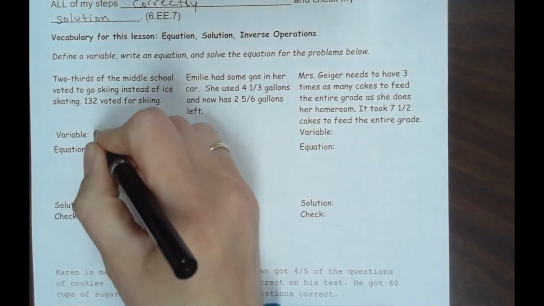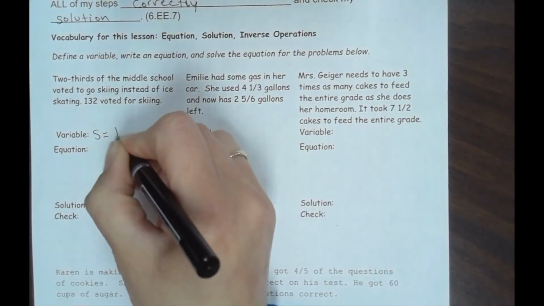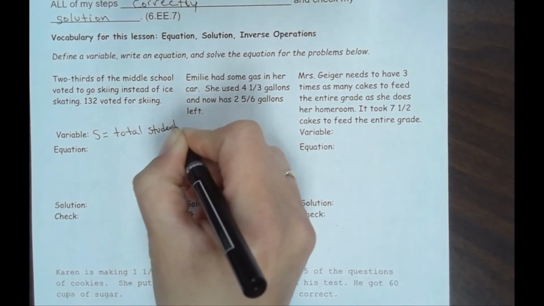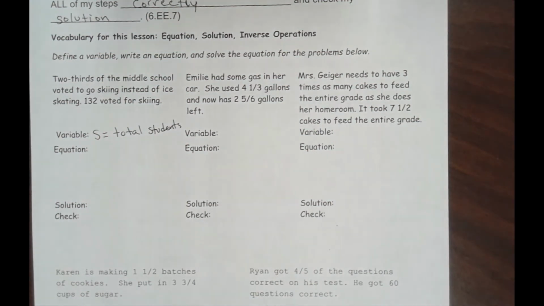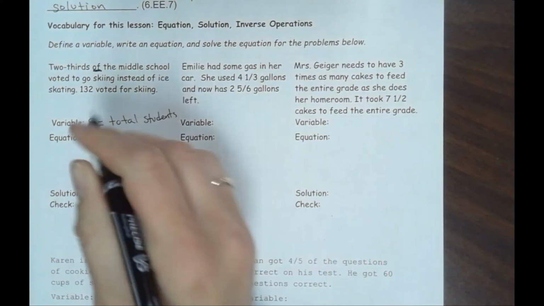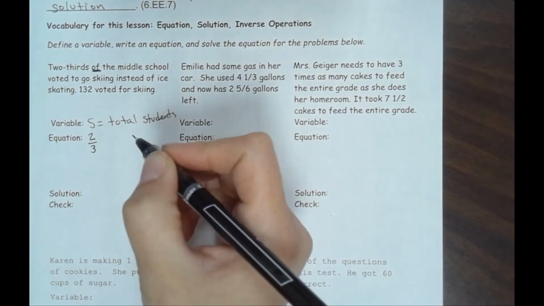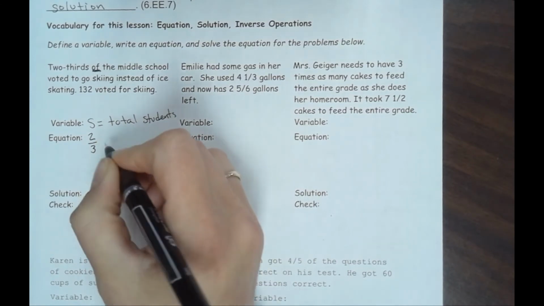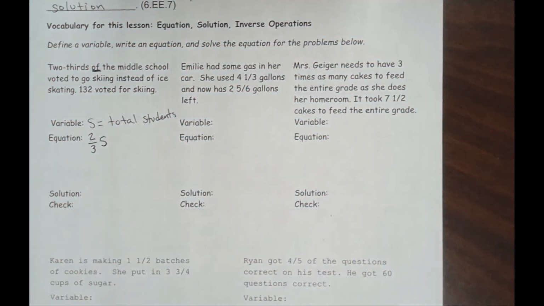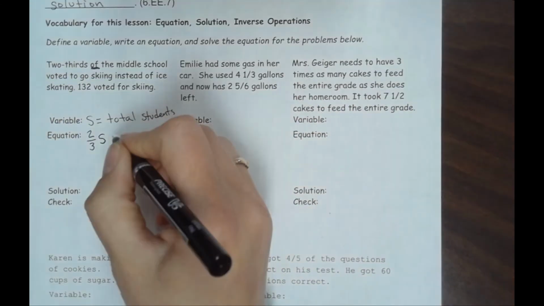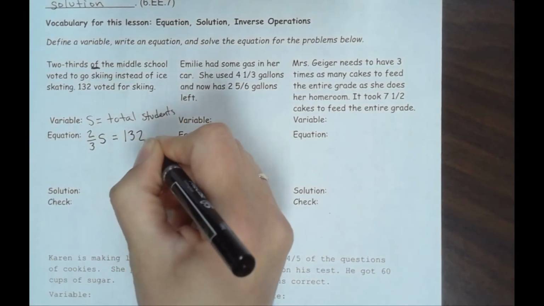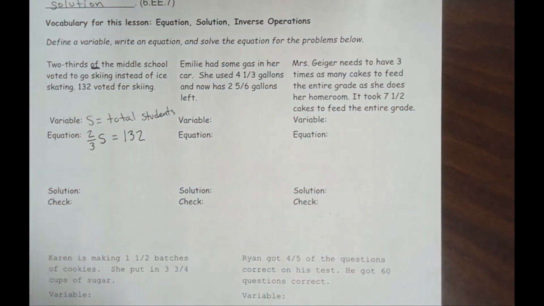So, variable, I'm going to put S for total students. Doesn't matter what letter we pick, as long as I know what I'm talking about. So 2/3 of, that's a clue word right there, of. 2/3 of, that means I'm multiplying, 2/3 of all the students, so I'm going to put S here. 2/3 of all the students voted for skiing. So, how many voted for skiing? 132. See how we got all that information into an equation?